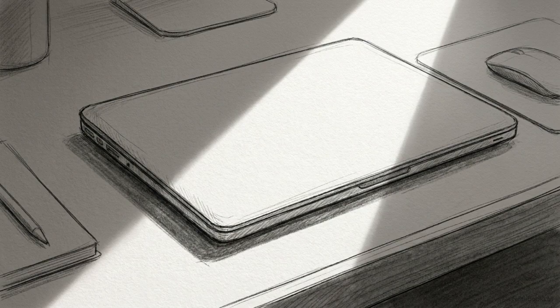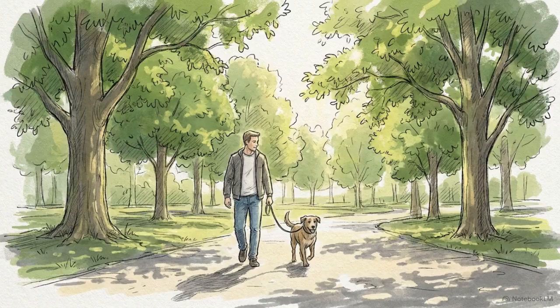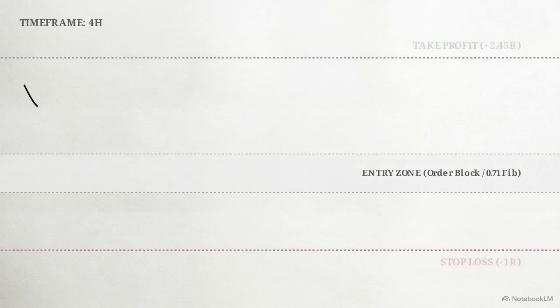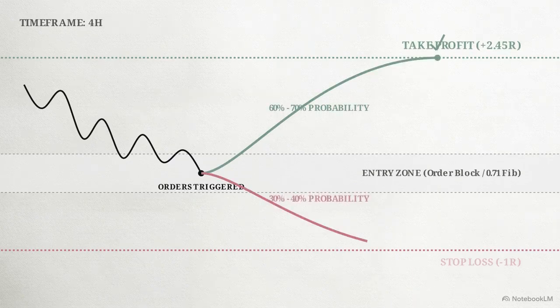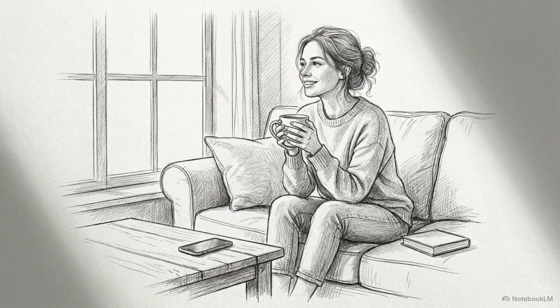You don't need to micromanage the trade. Let the 4-hour time frame do the heavy lifting while you go to your job or spend time with your family. The market will now do one of two things. It will either trigger your orders and hit your targets, or it won't. Either way, you have removed chart anxiety from the equation entirely.